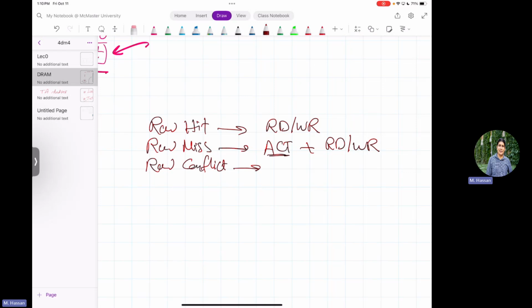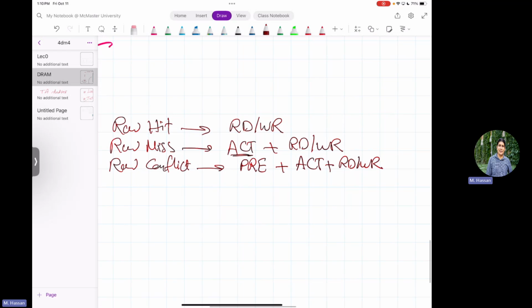So row conflict, you need to precharge plus activate plus read-write. Okay. So I will have to stop here and take questions because this is very fundamental to understand what comes after.